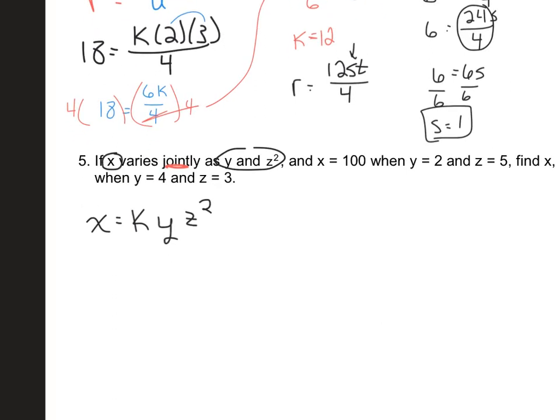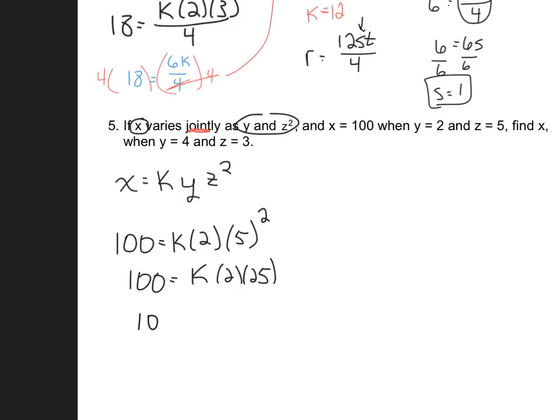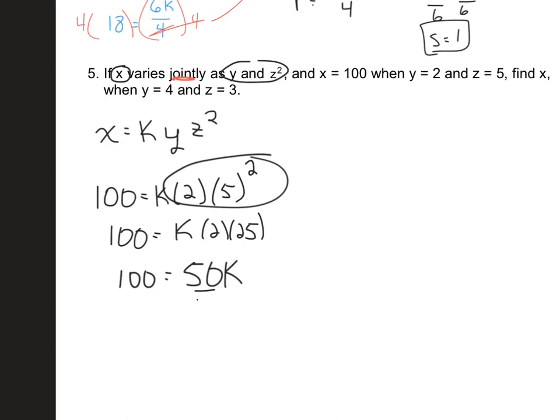So it tells us some stuff here. X is 100 when Y is 2. I put in Y, it should have been 2. And then Z is 5. And remember, that's squared, so you have to be really careful there. So let's take this out in a couple of steps. First, 5 squared is 25. Which means I really have 100 equals 50K. So you do that however you want. You can put that in your calculator if you're careful. I know a lot of you can do that in less than the steps I did. And when you divide by 50, I got K to equal 2.